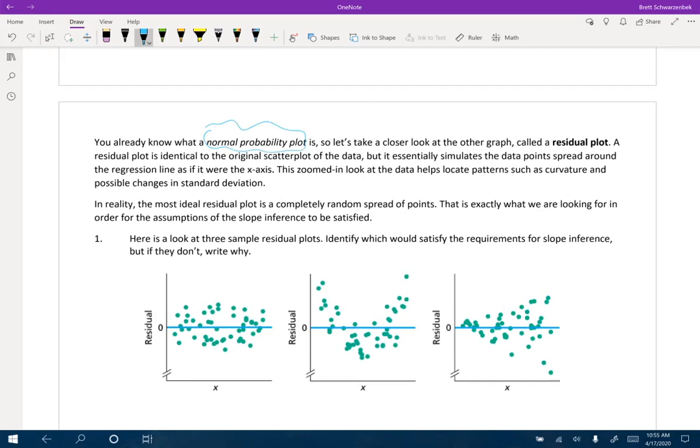What are you looking for? You're looking for linearity, because linearity implies normality for your data set. So that's already something you should be comfortable with. The key is, how do we interpret a residual plot?